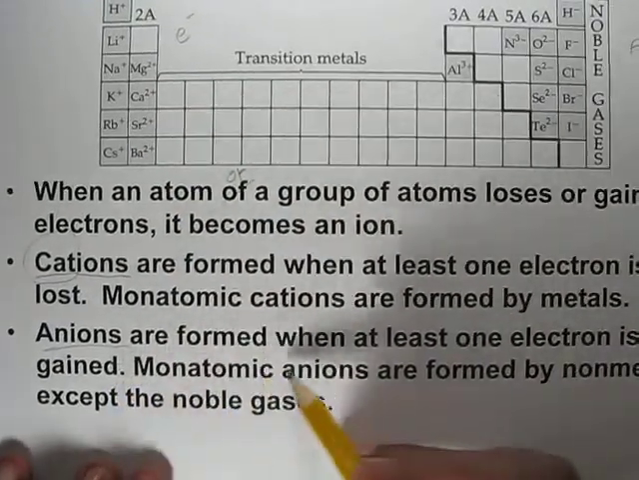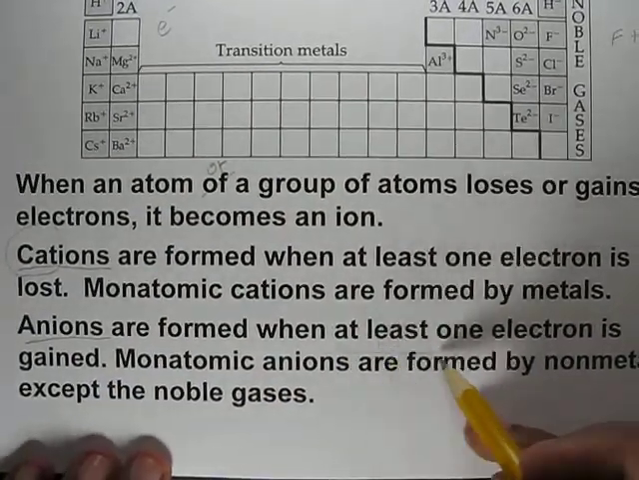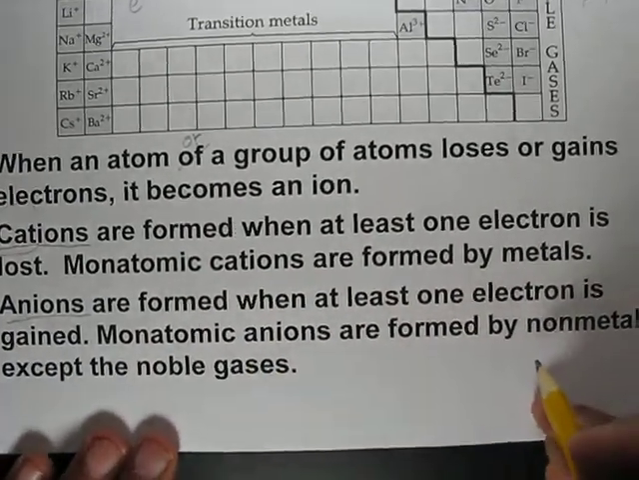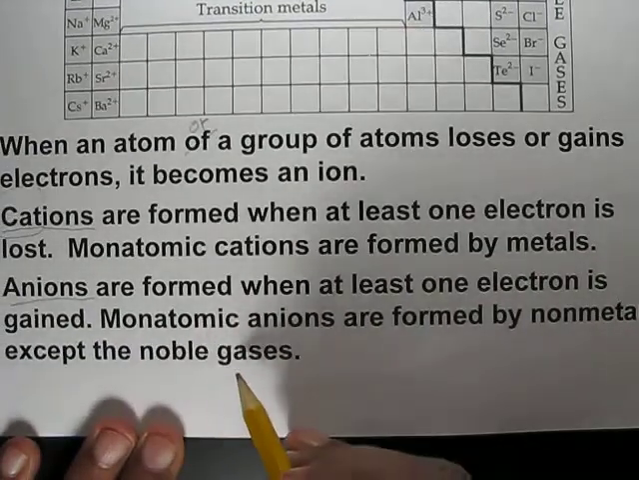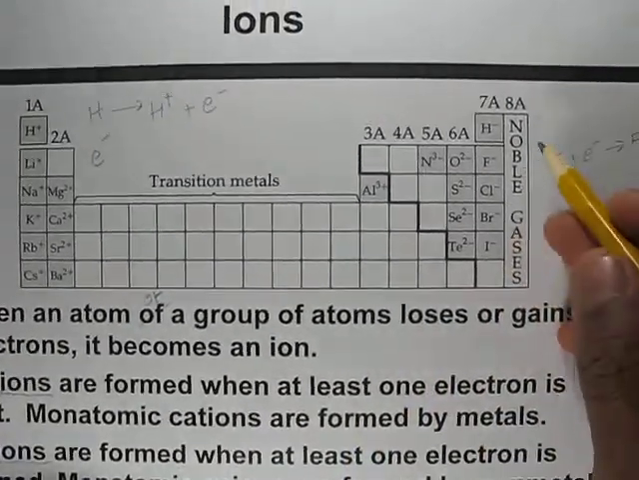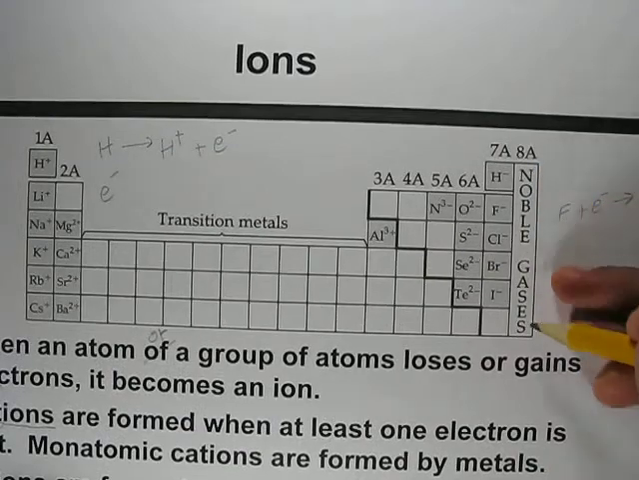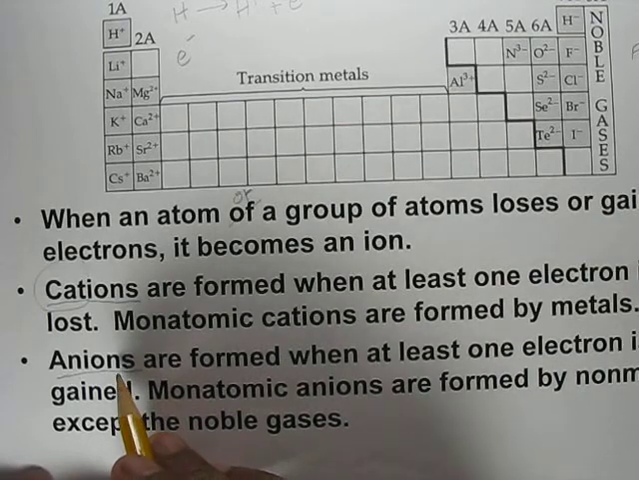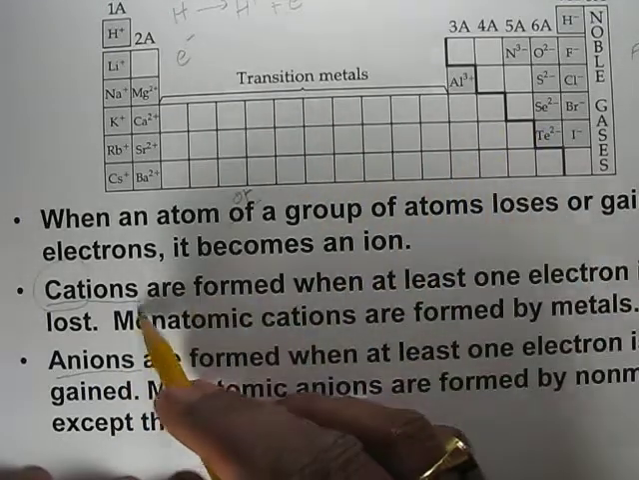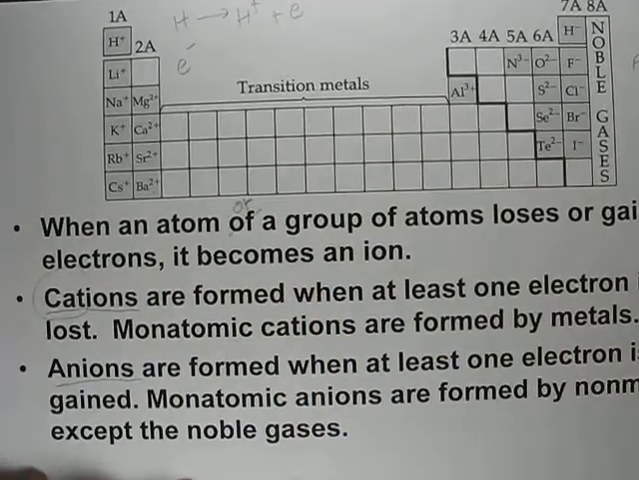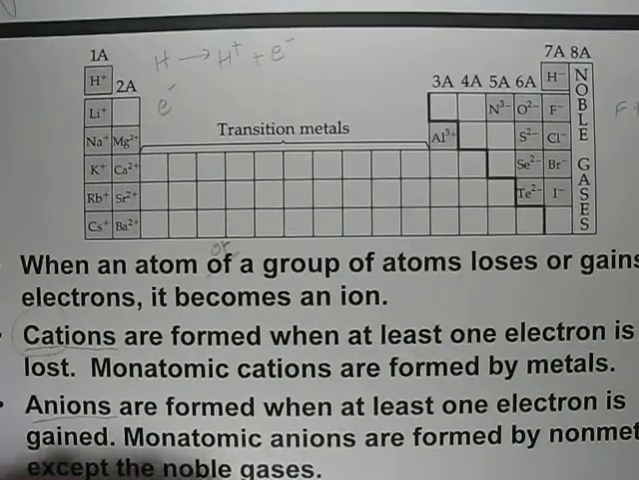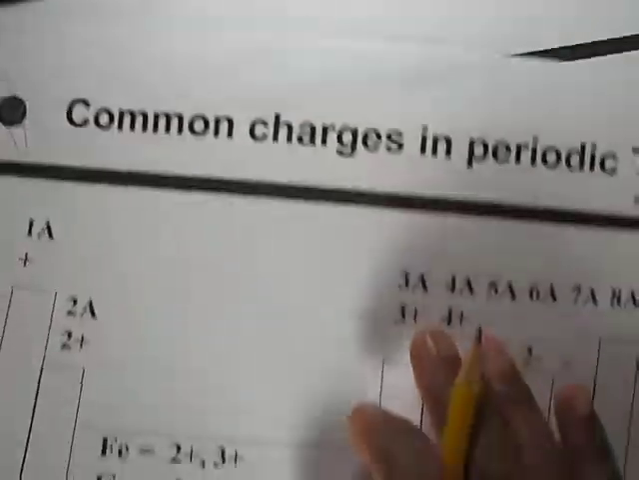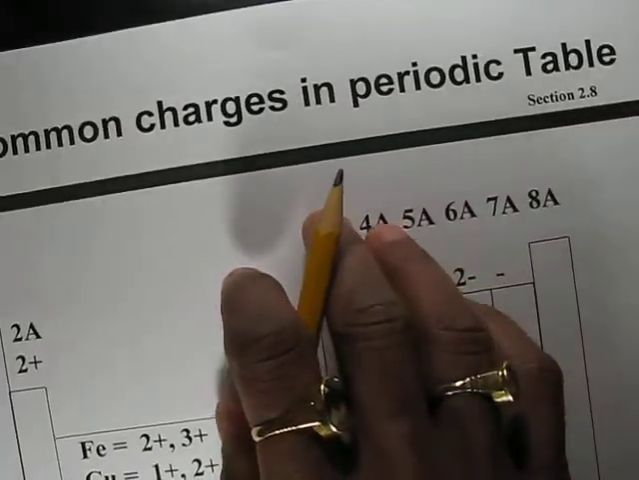And then anions are formed when at least 1 electron is gained, and monoatomic anions are formed by non-metals except the noble gases. Noble gases are at the end, so they don't make any charges, they are very stable. So anions are negatively charged and cations are positively charged. So this was about the charge of ions and what ions are. Let's see some more about the common charges in the periodic table.